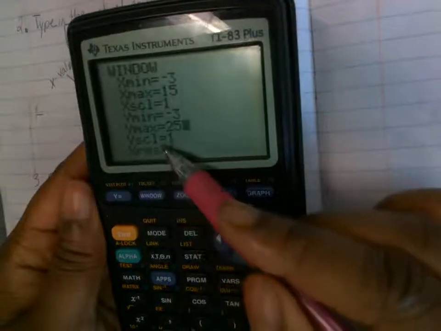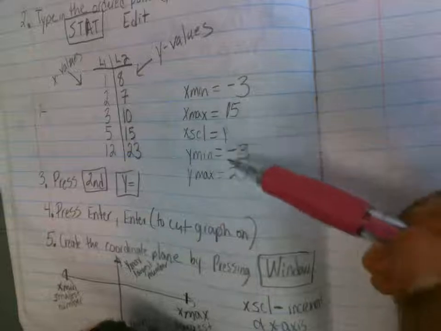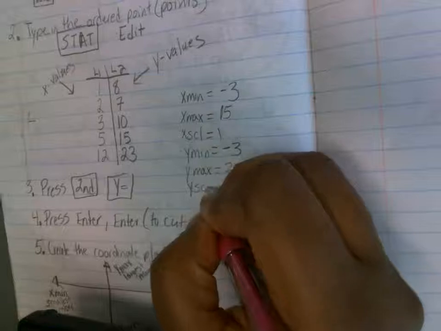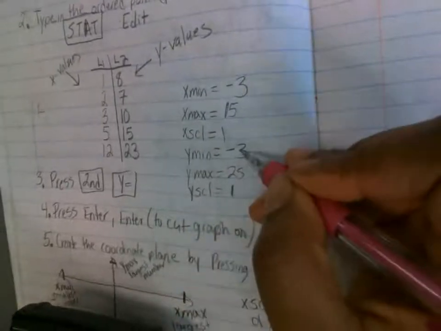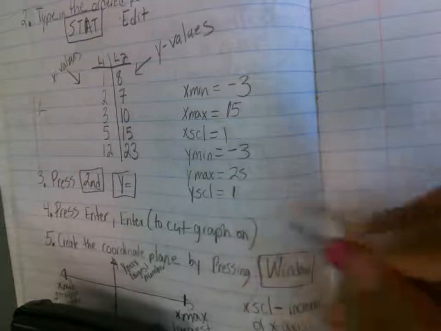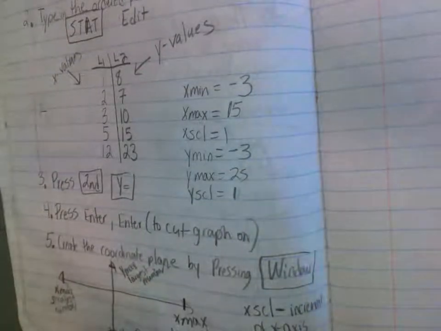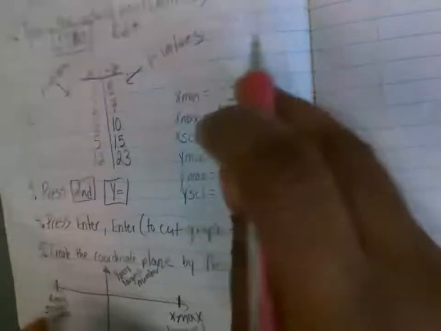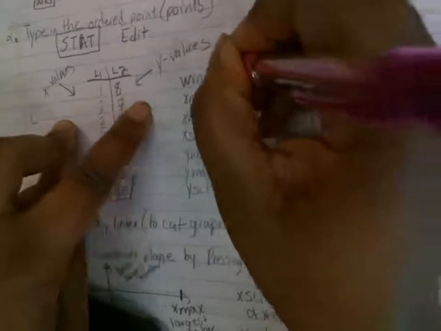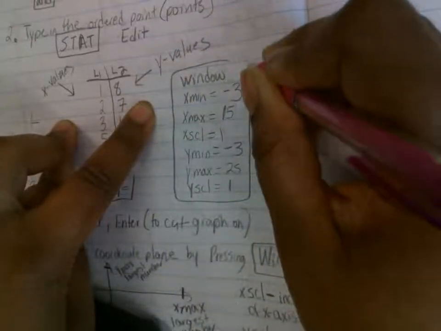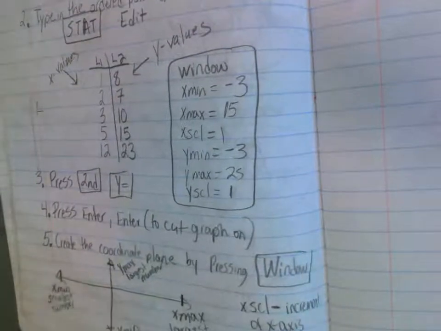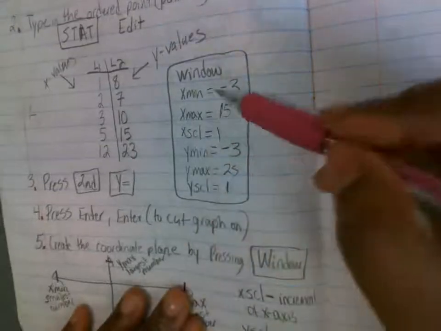My y scl, the increments for the y-axis, I'm going to use 1. I'm going to go up by ones. -3 is not that far away from 25, so I'll just go up by ones. And x res, just leave it alone. Keep it at 1. And again, this is my window. So these are the numbers that you should have for your window.